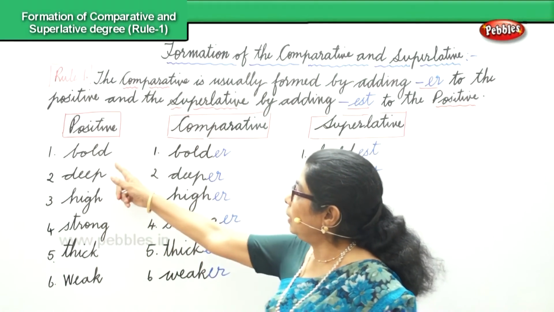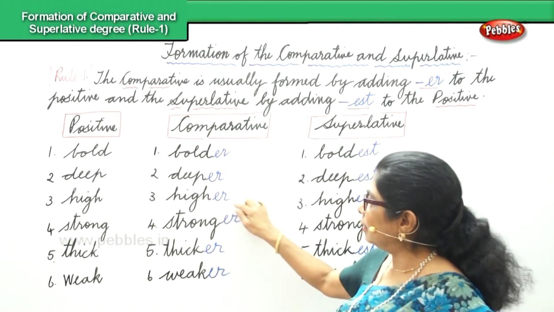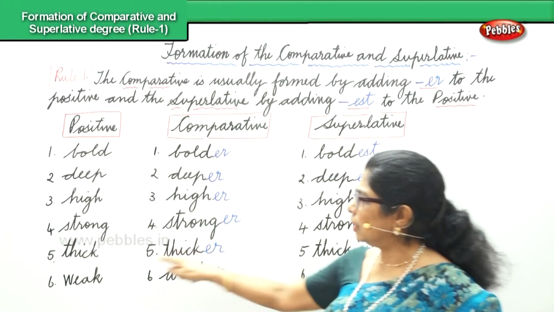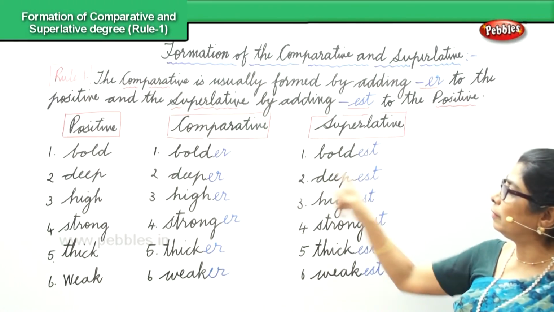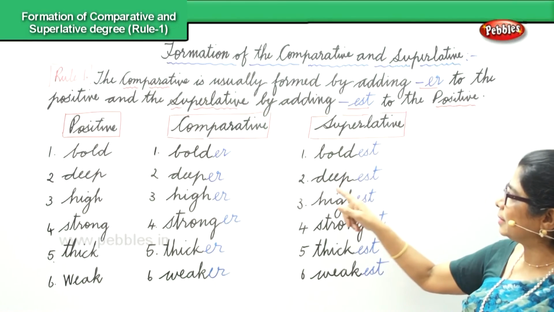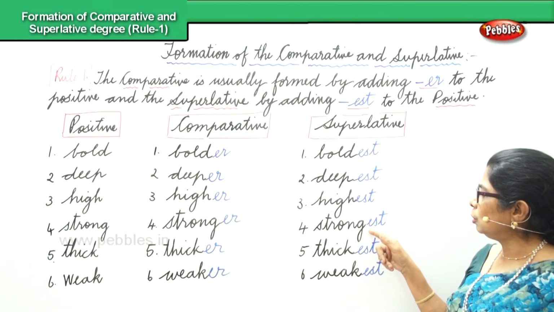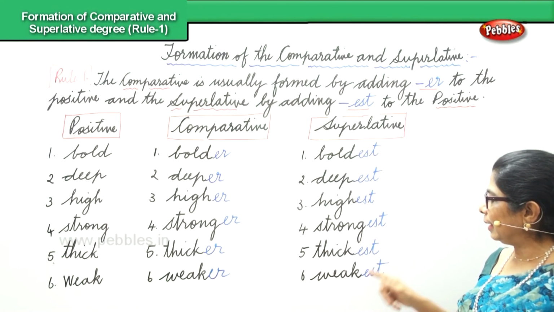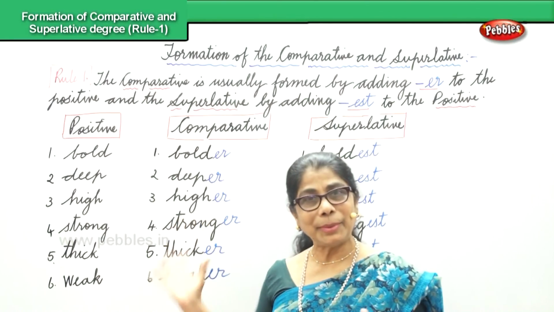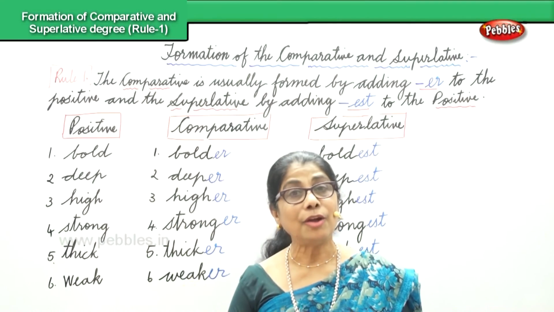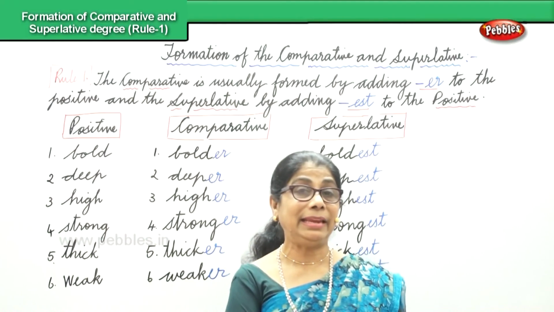Okay, now let's look at bold, bolder, deep, deeper, high, higher, strong, stronger, thick, thicker, weak, weaker. Now forming the superlative: bold, boldest, deep, deepest, high, highest, strong, strongest, thick, thickest, weak, weakest. So in rule number 1, forming comparative, add ER. Form the superlative, add EST to the positive degree of adjective.